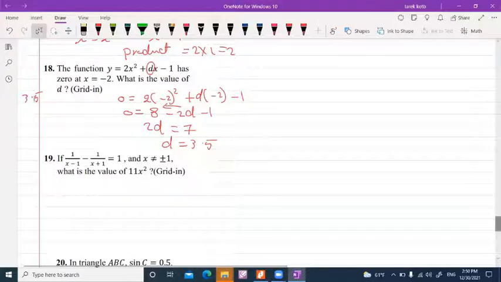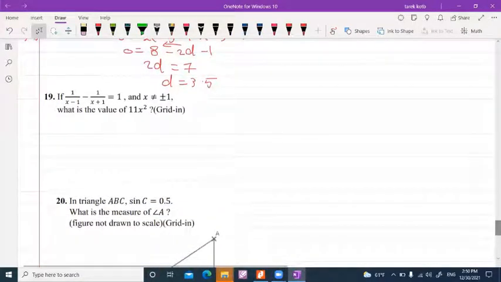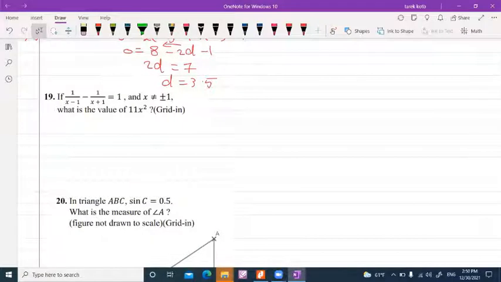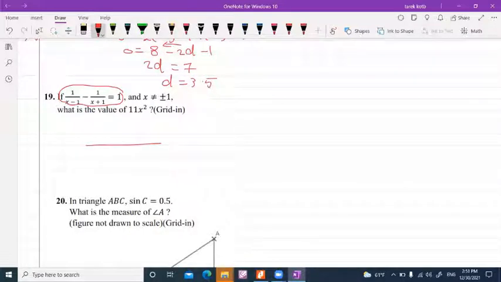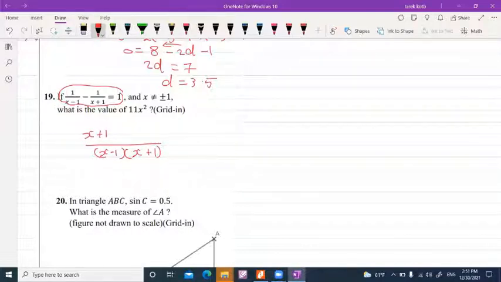Number 19. If 1 over x minus 1 over x plus 1 equals 1, what's the value of 11x squared? From this expression, I want to get the value of x, and then square it and multiply it by 11. Since you have different denominators, remember, you have to get a common denominator. How can you get a common denominator? Multiply the two denominators together, x minus 1 and x plus 1. Then multiply x plus 1 times 1, so x plus 1, and multiply the x minus 1 times 1, so it will be x minus 1.